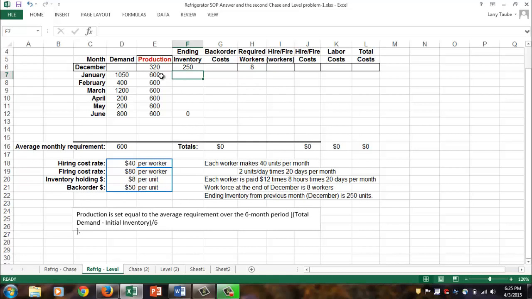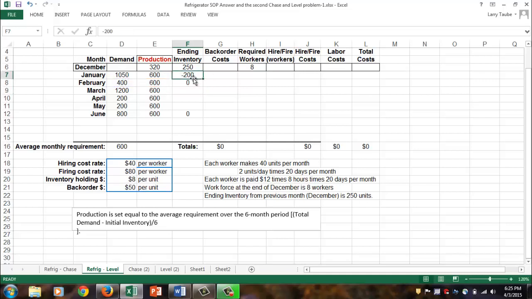So here's your ending inventory. Again, going back to Deb's problem, ending inventory equals beginning inventory plus what you produced minus what you sold. So in here, ending inventory is 250 plus production of 600 is 850 minus 1050, so minus 200. If you didn't figure that one out, go back and do it again.